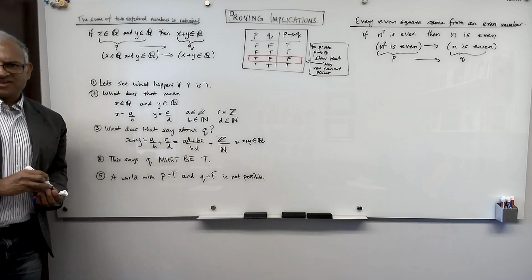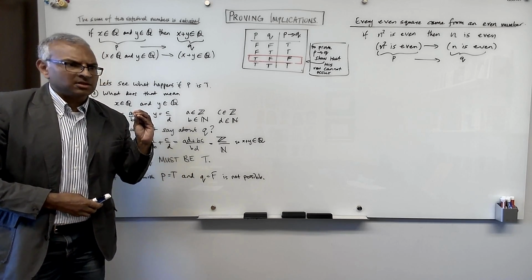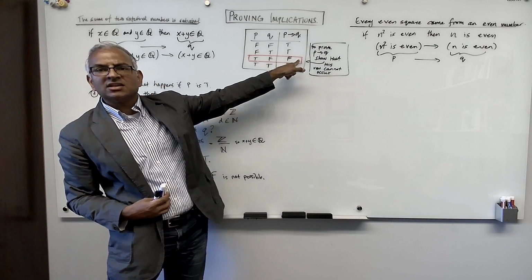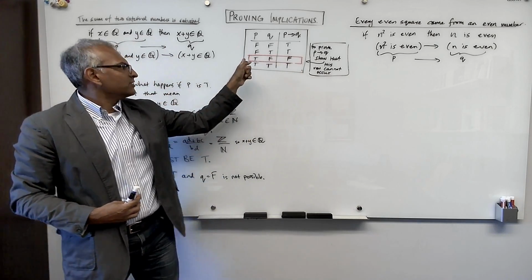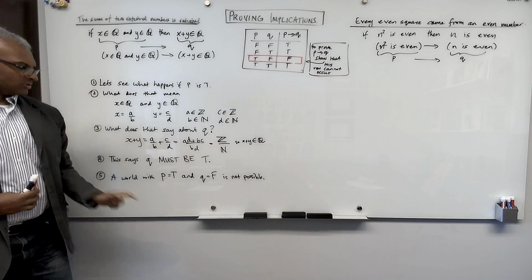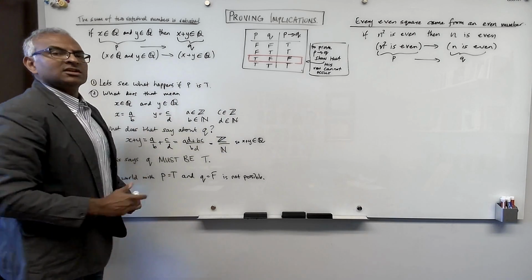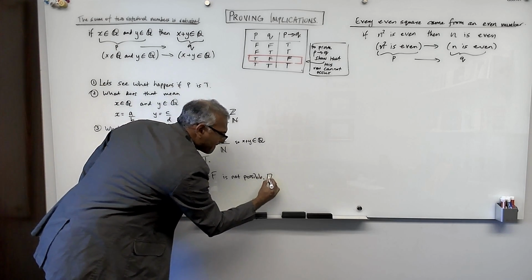Now that is very interesting. So if a world with P true and Q false is not possible, it means that there's no world in which this implication can be false, because this row is not possible in any world. Because in any world where this row is possible, P must be true, but then Q must be true also, cannot be false. And so that proves that that implication is true, by proving that the false row cannot happen. End of proof.